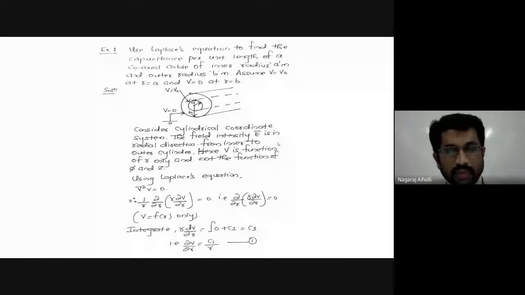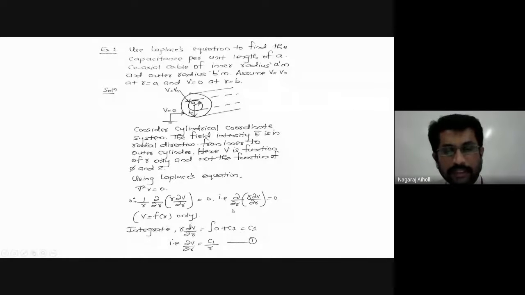Therefore (1/r) ∂/∂r of (r ∂V/∂r) is equal to 0. That is, ∂/∂r of (r ∂V/∂r) equals 0 into r. Hence ∂/∂r of (r ∂V/∂r) equals 0. As V is only a function of r, V is f of r only, we will integrate the above equation.